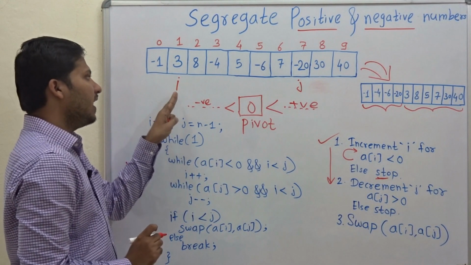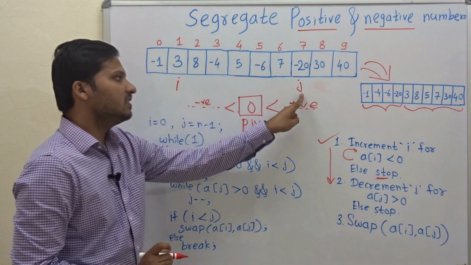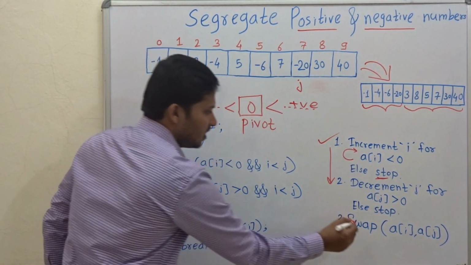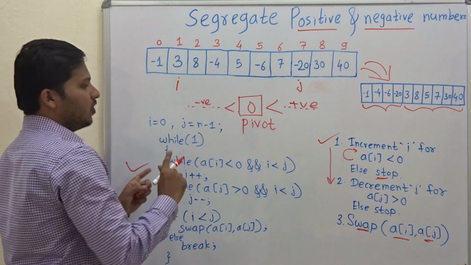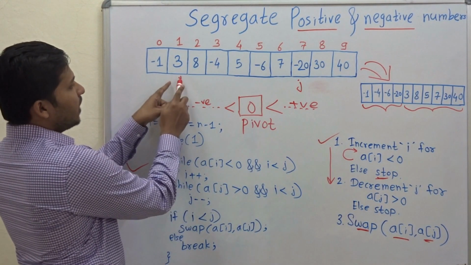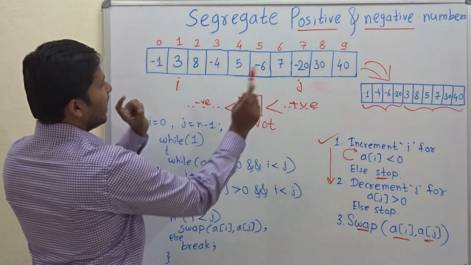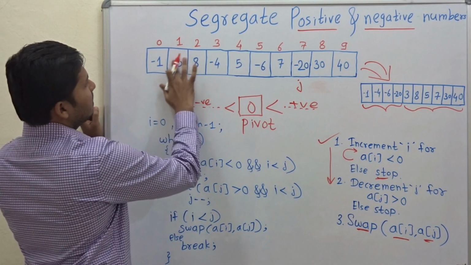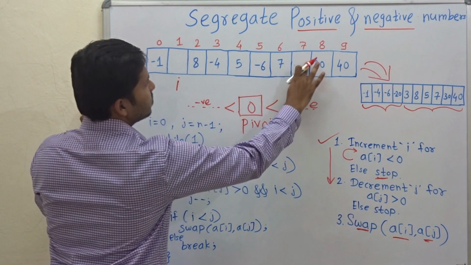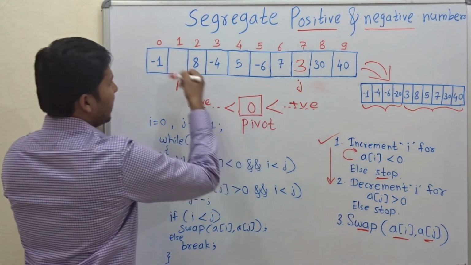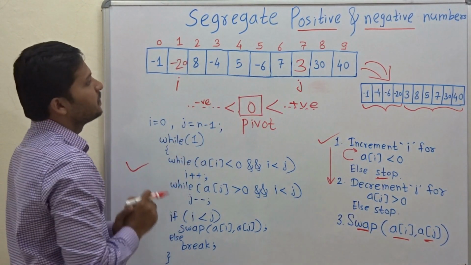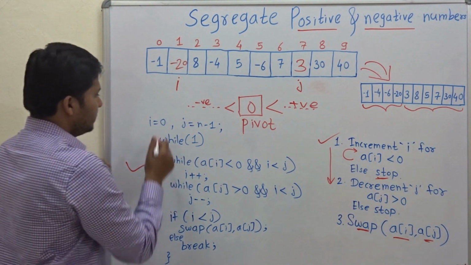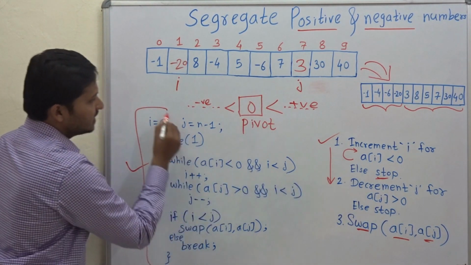Now i has stopped here and j has stopped here. Now the third step: you have to swap both the elements a of i and a of j. So now you have to swap the ith and jth elements. So 3 and -20. 3 will come here and -20 will come here. So we have swapped the elements. Okay, this is the code for these steps.